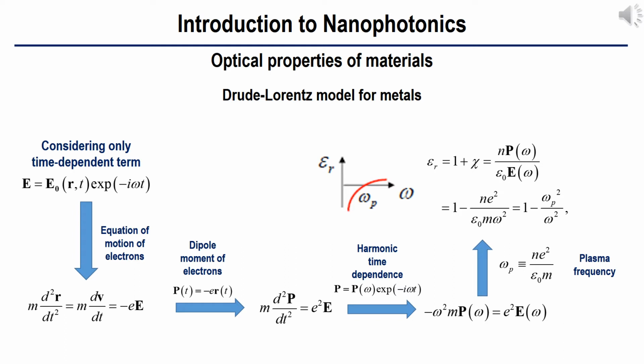harmonic time dependence, we can obtain the relationship between the dipole moment and the electric field. From this, it is possible to express the dielectric constant epsilon sub r as a function of the angular frequency. In this relationship, it should be noted that a basic parameter can be defined. This is the plasma frequency, which is a function of electric charge, vacuum permittivity, and mass of the electron and the number density of the electrons.